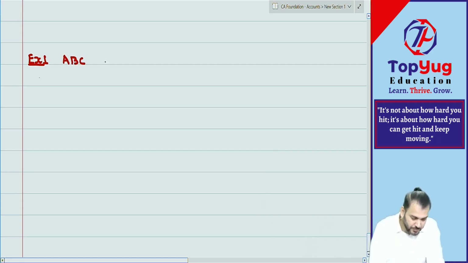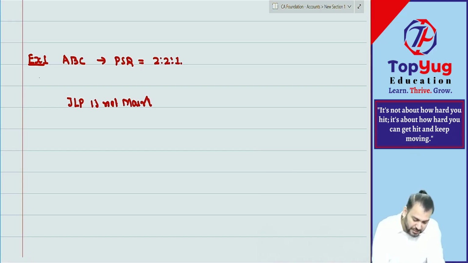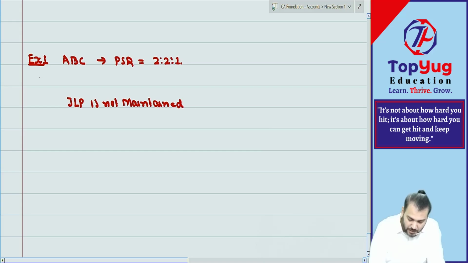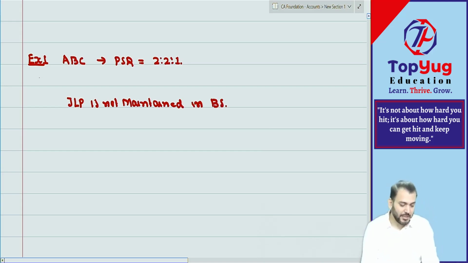ABC are partners, PSR 2:2:1. JLP is not maintained in the balance sheet. Have you understood? Correct.